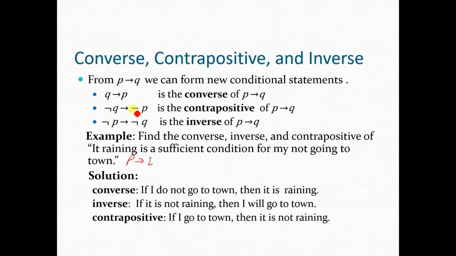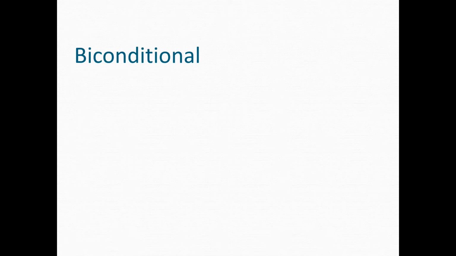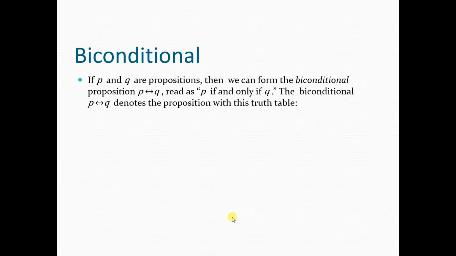So what about contrapositive? Contrapositive is negation Q implies negation P. So what is the negation Q? If I go to town, then it is not raining. So these are the converse, inverse, and contrapositive of this statement. Now there is another connective which is called biconditional. If P and Q are propositions, then we can form the biconditional proposition P if and only if Q. This is read as P if and only if Q, and the symbol for this biconditional is a double-edged arrow.